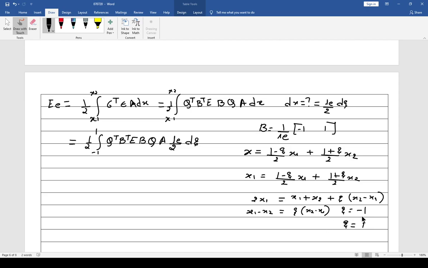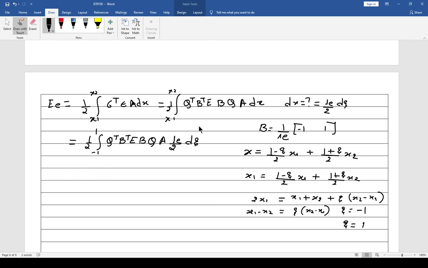Okay, so I hope that clears how the limit minus 1 to 1 is changing, and that is why this is also called the transformation equation, because it transforms any x1 x2 coordinate to a minus 1 to 1 range. So that is the thing.